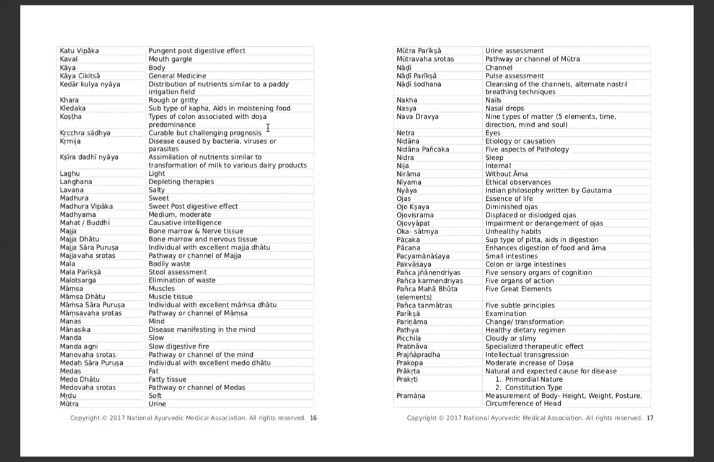Mrudu is soft, mutra is urine. I'm going to rush through. Mutra pariksha is urine assessment. Mutra vahasrotas is the pathway or channel of mutra. Nadi is channel. Again, very important with these diacritical marks. Nadi, the D is retroflex, a hard D in the back of the throat or the palate. I gave you an example last time: Nadi Pariksha, which is pulse assessment, and Nadi Shodhana. If you don't have those diacritical marks and you just put Nadi, then you don't know if the word means river or means pulse or channel. They are different. So Nadi Pariksha is pulse assessment. Nadi Shodhana is cleansing of the channels.